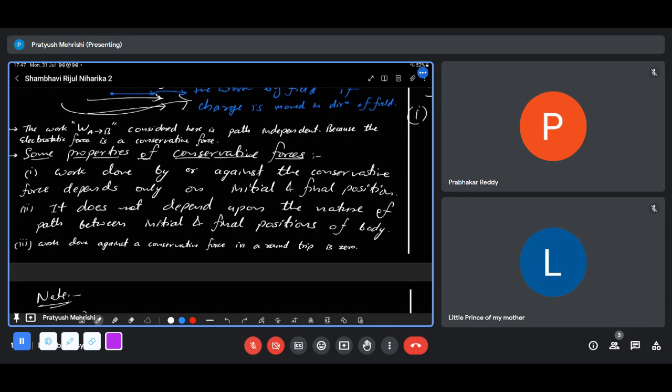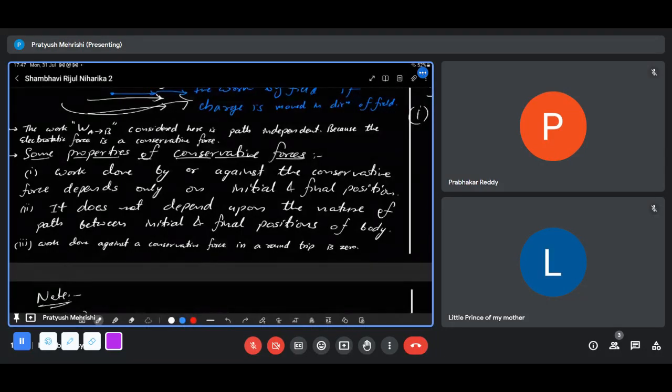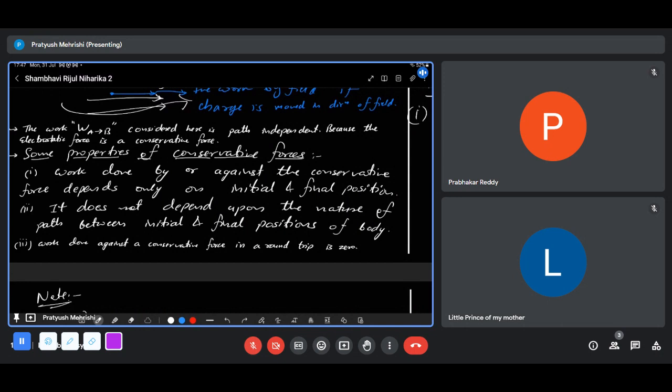What is the nature of the path? We may be moving across a circular path, or just going in a straight line, or following a parabolic path. This is not our concern. Our final work done will only be calculated from the initial position and final position of the body.